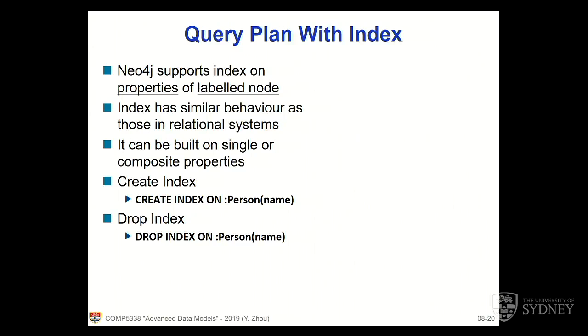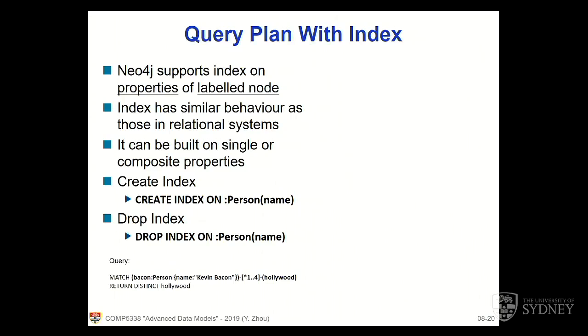Okay, let's see some query plans with an index. Neo4j supports indexes on properties of labeled nodes. The index has very similar behavior to those in relational systems, like a B-tree index. It can be built on single or composite properties as well, so you can build an index on a combination of properties. And we've already seen how you create or drop indexes.